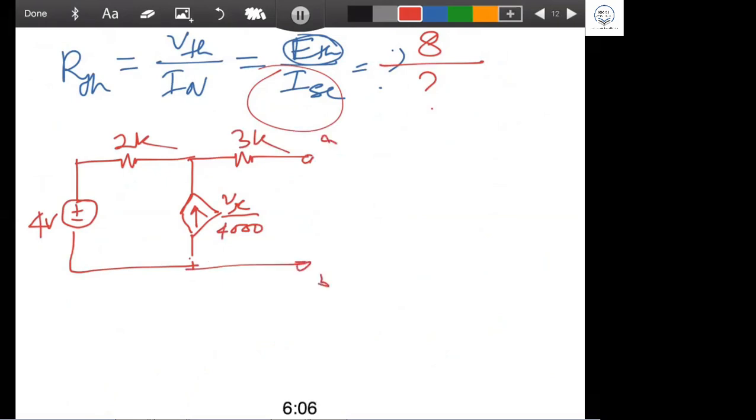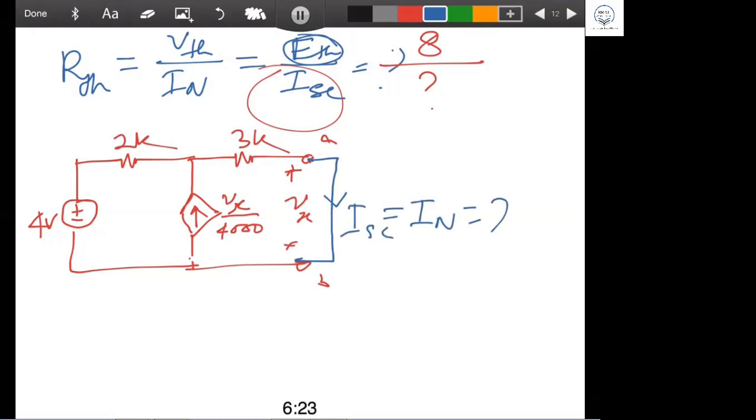Now this is plus minus Vx, as you know. But in this case, you want to find the short circuit current. What does it mean? You have to short it. Remember last class I told you, and then you find the I. Yes, sir. Short circuit, that is your I Norton. That's what you have to find.